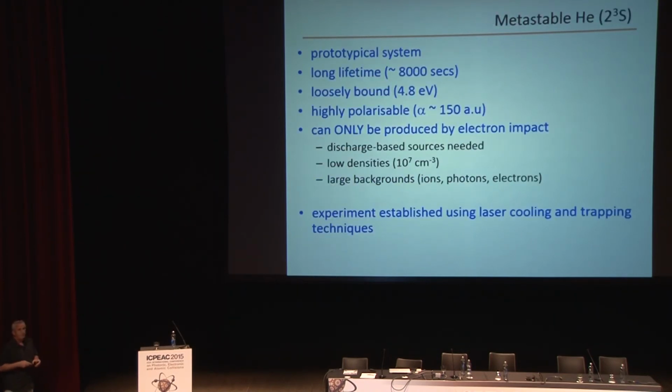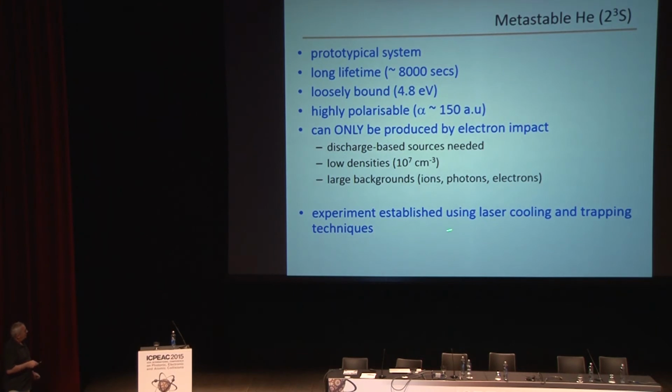We decided to do some work on metastable helium. It's a sort of prototypical system. It has a lifetime of around 8,000 seconds if you leave it alone and don't interfere with it. A binding energy of 4.8 electron volts, and a polarizability more than 150 atomic units. So it's a bit like an alkali in many respects, a very reactive system. And to make this, you need to have a discharge-based source. You can only produce it by electron impact. And those sources typically result in low densities and large backgrounds, as I mentioned.